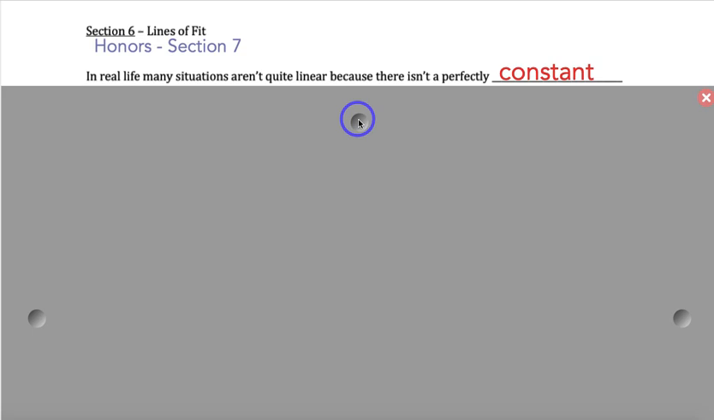These are the line of fit notes for the Overland Trail unit.